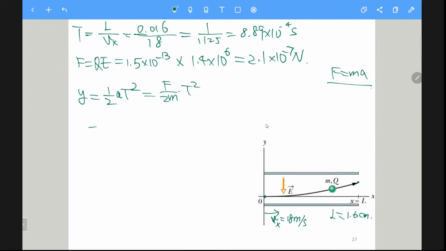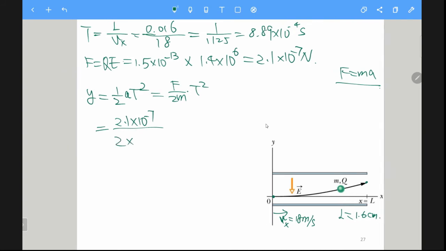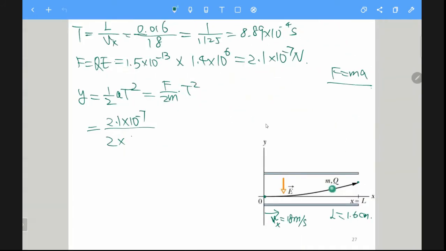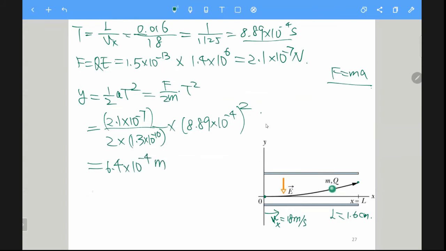We already know that F is 2.1 times 10 to the minus 7, over 2 times the mass, which is 1.3 times 10 to the minus 10, times 8.89 times 10 to the minus 4, squared. So this is 6.4 times 10 to the minus 4 meter, or you can write it as 0.64 millimeter.